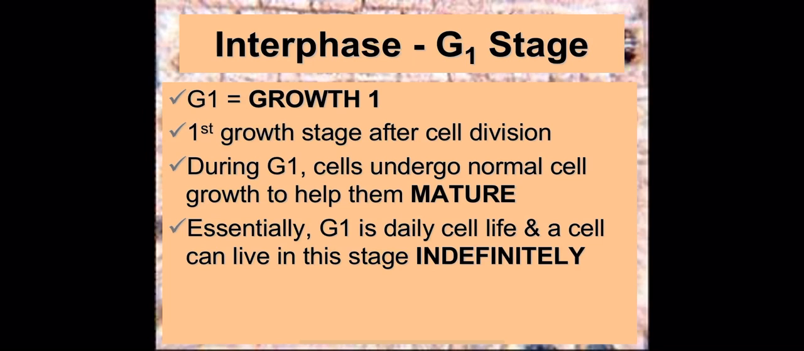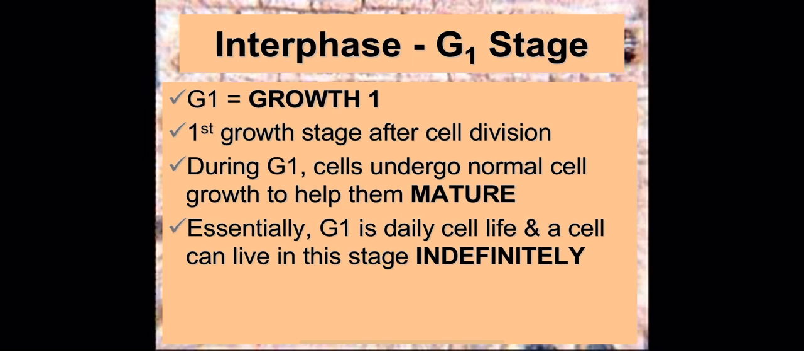Okay, the cell's getting bigger, the cell is maturing, the cell is going about its daily tasks and routines as it would, and it can live in this stage indefinitely. So not all cells have to divide. If a cell is in an environment where it is not necessarily thriving to a point where it can dedicate energy and resources to the process of division, it will stay in growth 1. It will not leave this phase if it doesn't feel like it would successfully survive it.